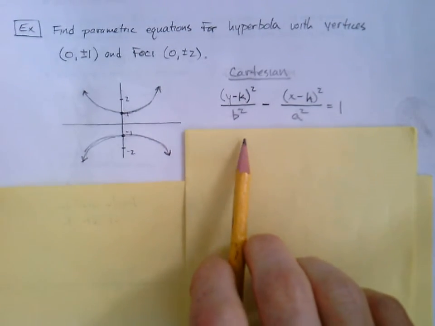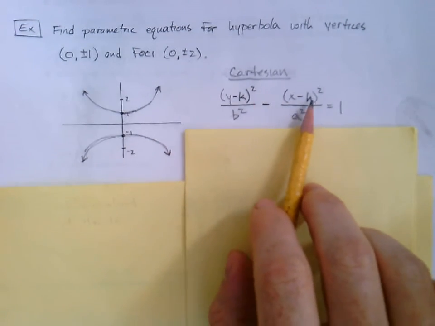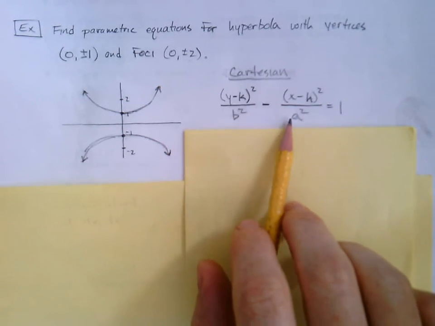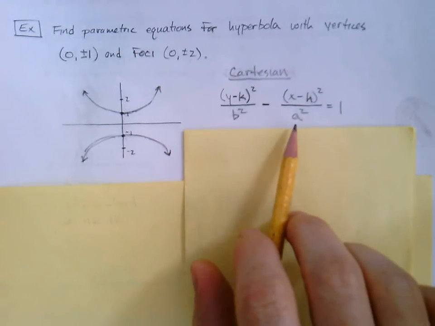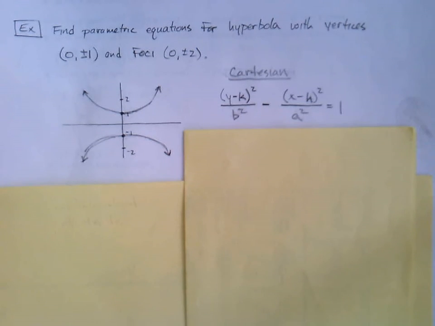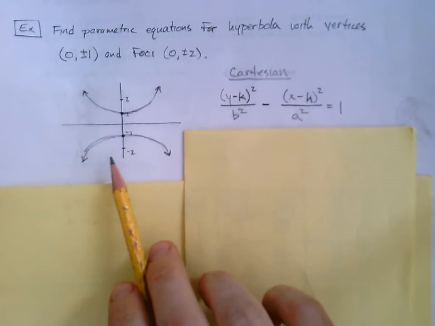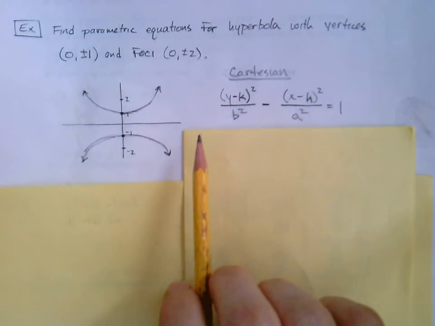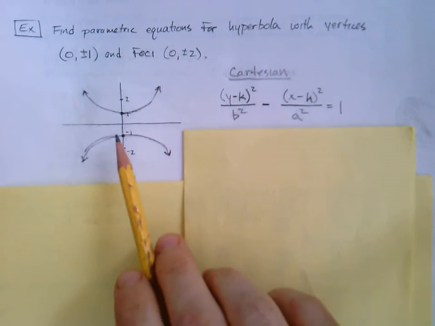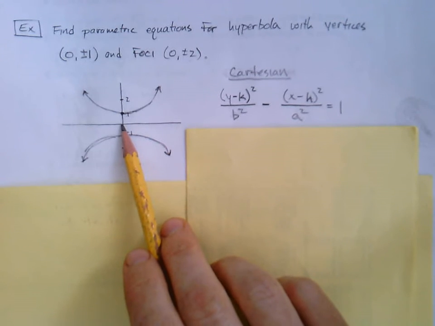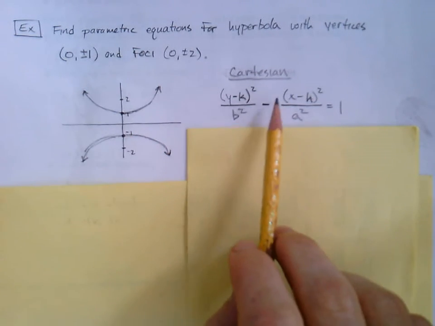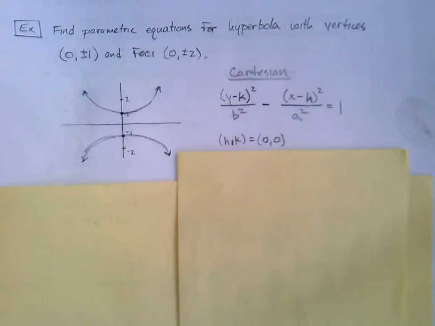Do we know any of these values? We need to know h, k, a, and b. If we know those four numbers, then we've got the Cartesian equation and we can move on from there. In this case, this sketch is really helpful because we do know where this hyperbola is centered. It's centered right at the origin. It's all symmetric about the origin. So we know h, k immediately. h, k equals 0, 0. So that really makes our work a lot simpler. 0, 0 for h, k.